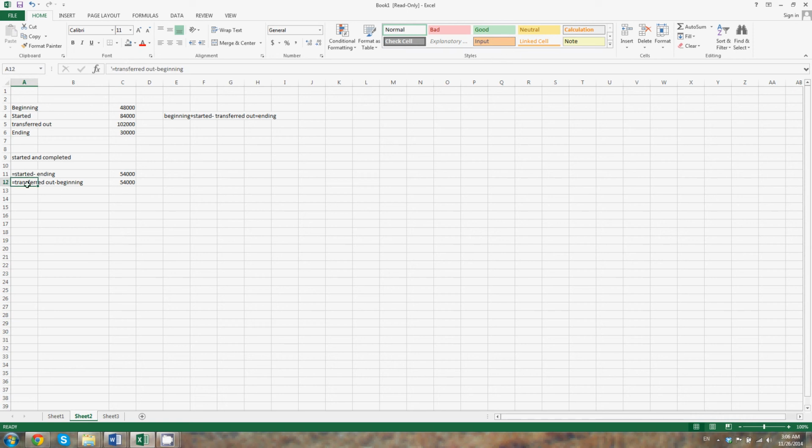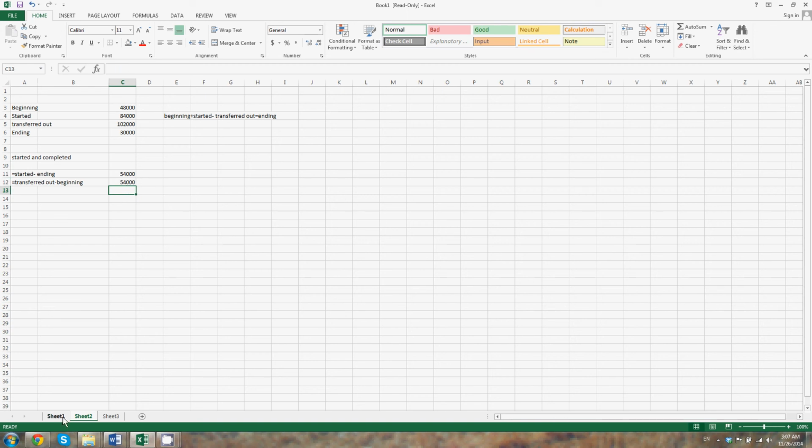For the transfer out, it's not necessarily that all the finished goods were started this month, so I need to minus the beginning, which is the carryover. Because the order is this: we start from the beginning inventory, the leftover, and complete it, and then we start from scratch. So that's why started and completed is also equal to transfer out minus beginning. You would get the same number here, 54,000.